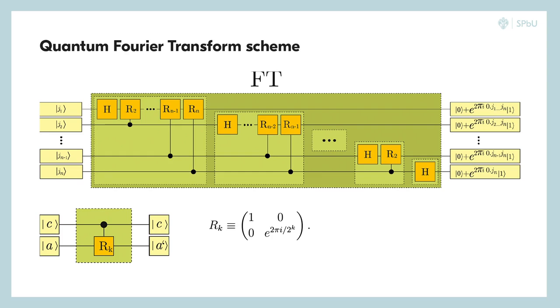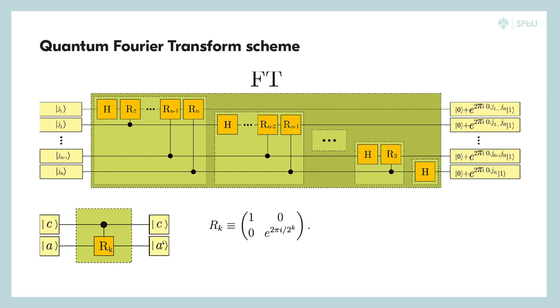So, the Hadamard transform H is applied to the first qubit in the state j1, and then the chain of controlled transformations R2, R3, etc., Rn are applied. In this case, for the R2 transformation, the next qubit acts as the control qubit.